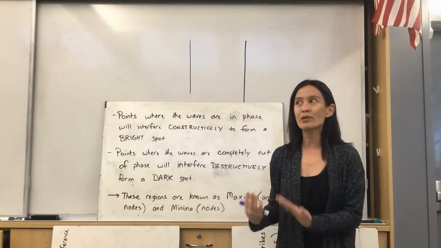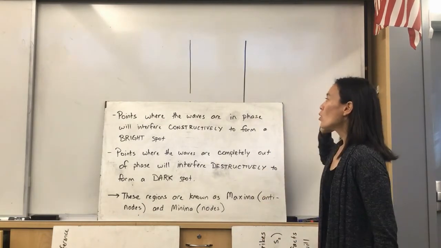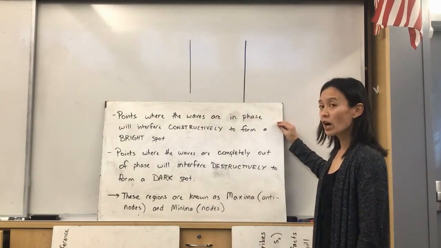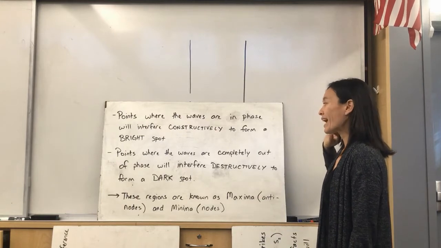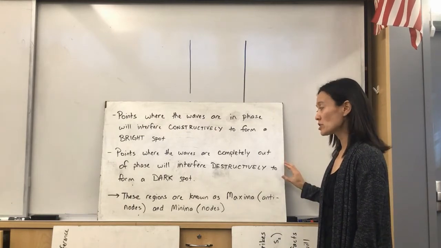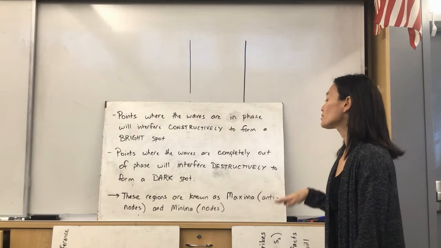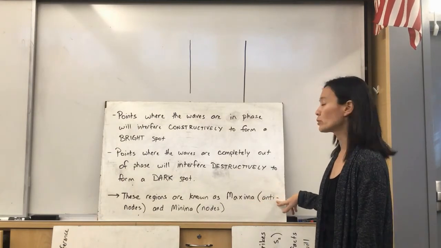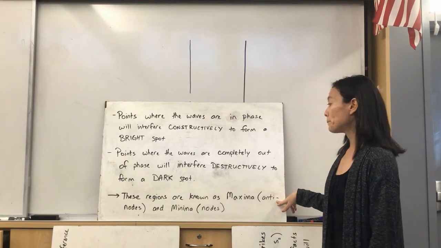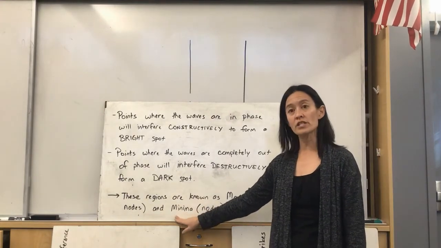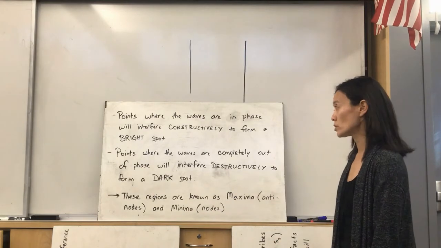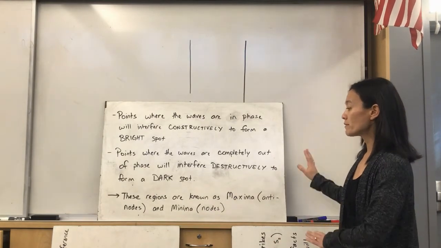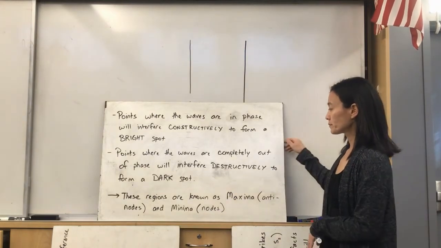We see the same thing happening with light. So again, where the waves are in phase, there's going to be constructive interference. Where the waves are out of phase, there's going to be destructive interference. And these regions are known as maxima, or we might call them antinodes, another kind of terminology we're bringing in from waves. And minima, these are where there's the destructive interference, and we have these nodes, okay? So if you need to, pause the video, get these notes down.